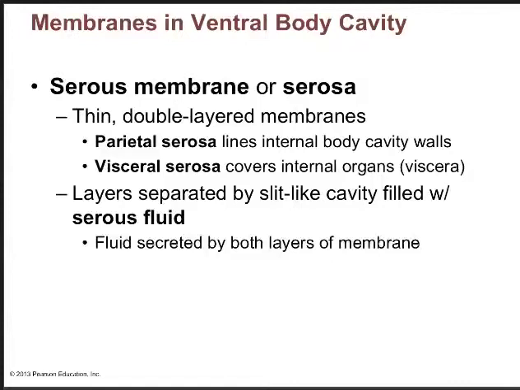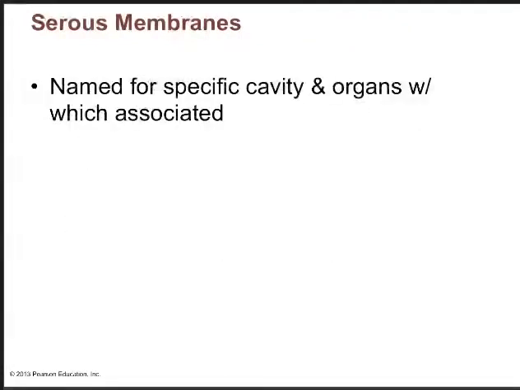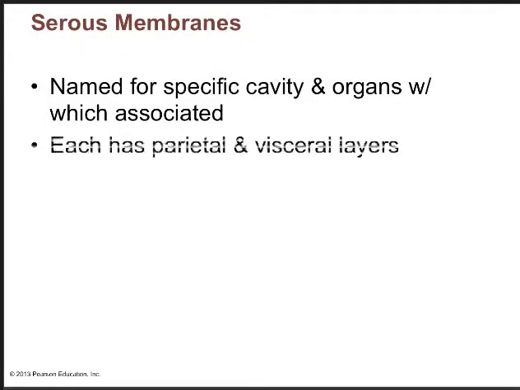And again, this is important because if we didn't have a nice lubrication job, what would happen as these organs moved around internally is that they would scar and inflame, and eventually they'd become damaged. Serous membranes are named for the specific cavity and organs they're associated with, and each has a parietal and visceral layer. Remember that the parietal layer lines the cavity inside which the organ sits, while the visceral layer is actually clinging to the organ itself.